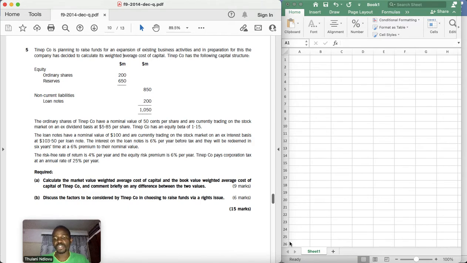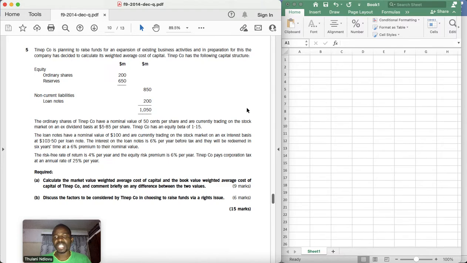In this session, we are not going to cover part B, but we'll only concentrate on part A, the calculation of the weighted average cost of capital. Now, let's go to the scenario. Tinep Co. is planning to raise funds for an expansion of existing business activities, and in preparation for this, the company has decided to calculate its weighted average cost of capital.